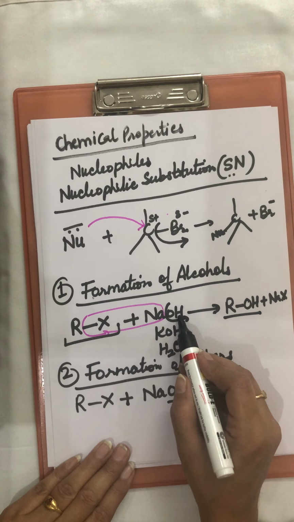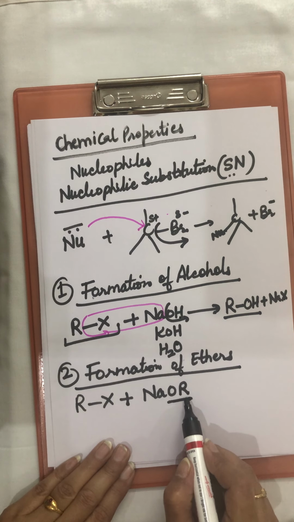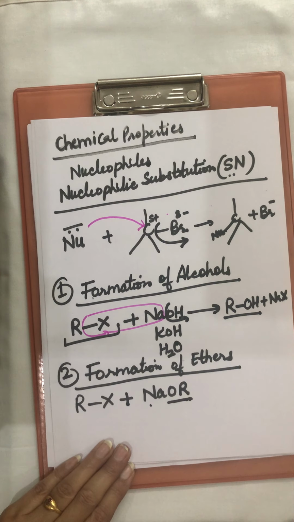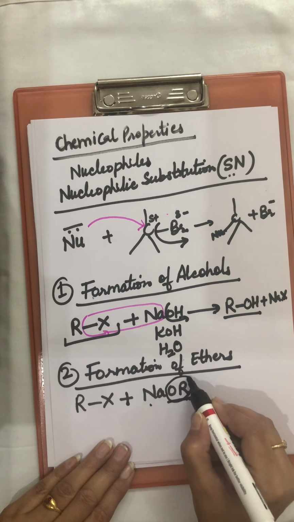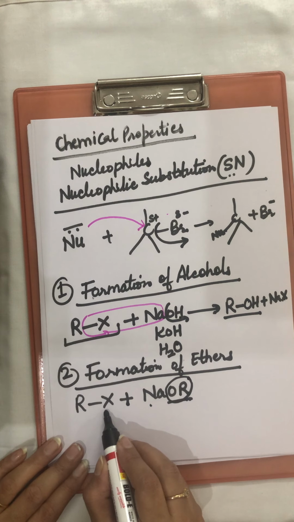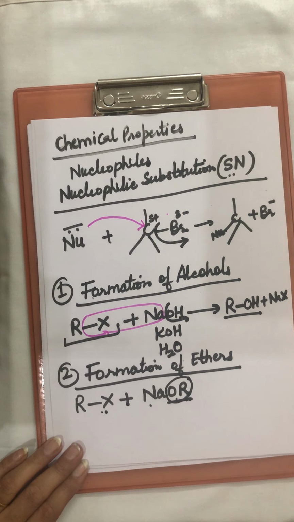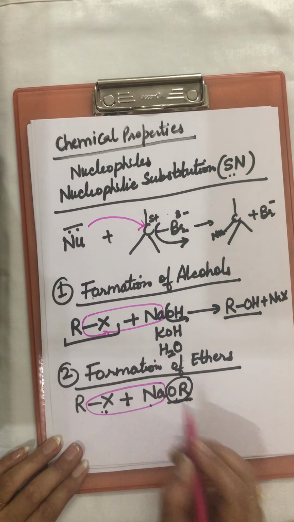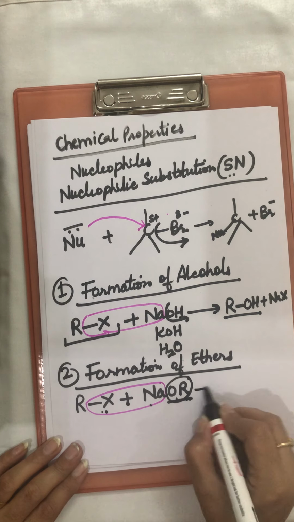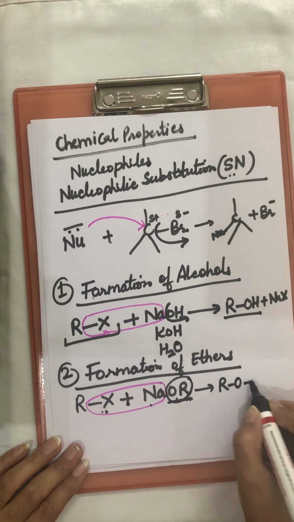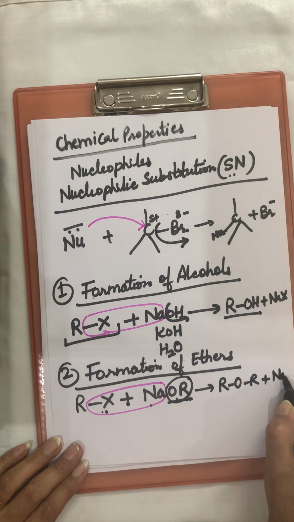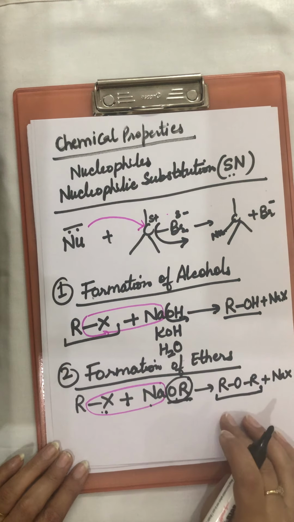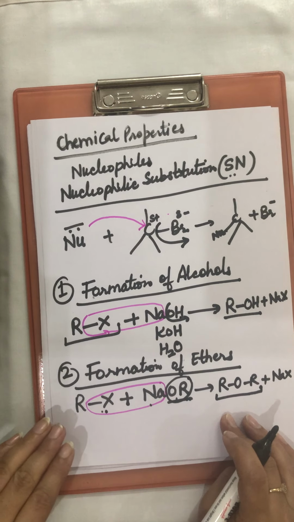So here the H of NaOH is replaced by an alkyl group. This is called sodium alkoxide. Now here OR minus is a stronger nucleophile than X, so it will substitute this X. In place of X, OR will come and these will combine to form NaX. ROR plus NaX. This is ether. So we can get alcohols, and we can get ethers from haloalkanes.